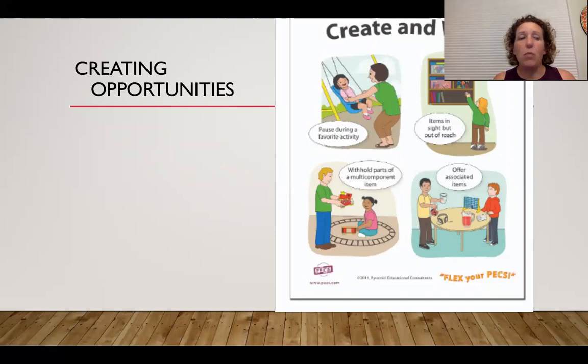Withholding parts of multi-component items. So if they were putting a puzzle together, we would hold pieces of the puzzle with us. They would have to request them. This is all about requesting at first. Requesting for something that they desire. Requesting for a highly preferred thing.